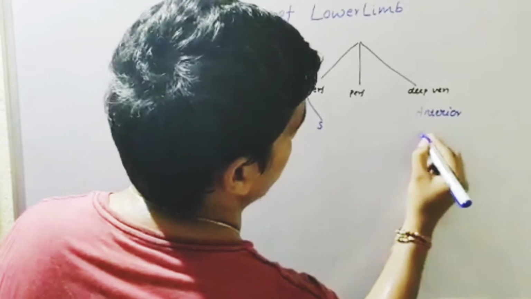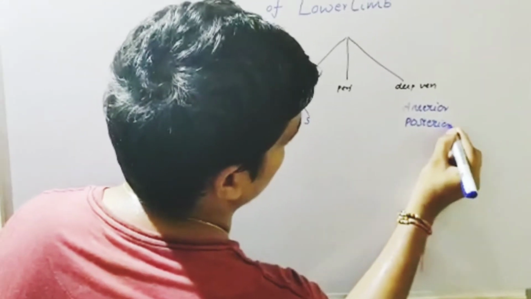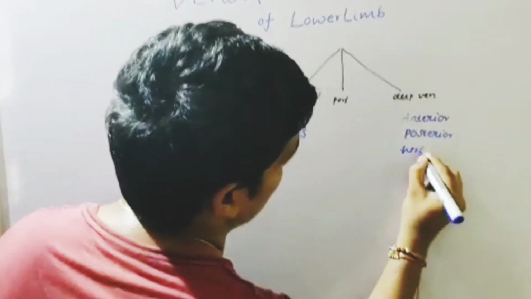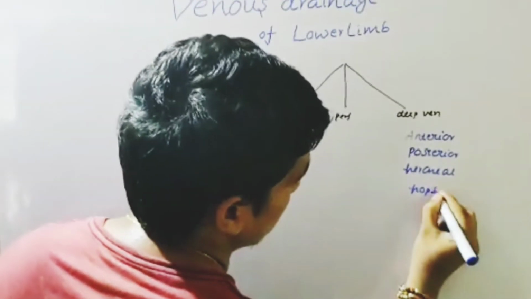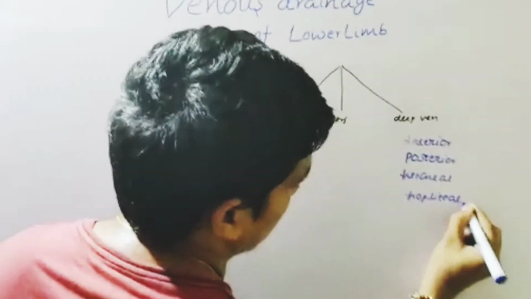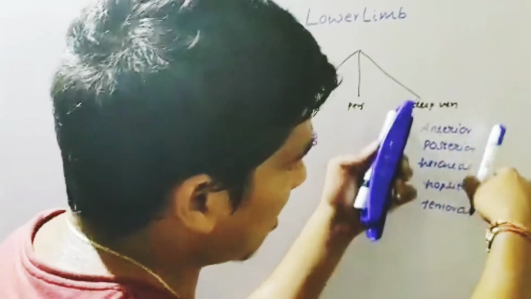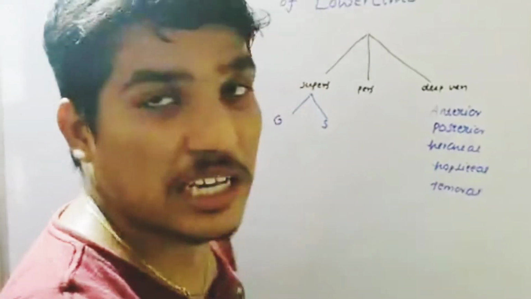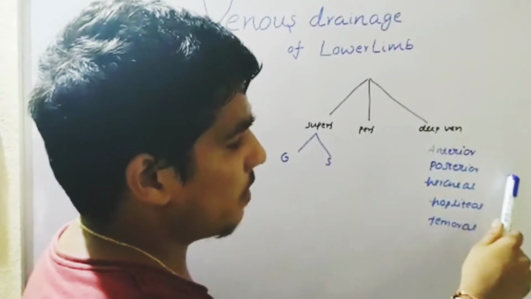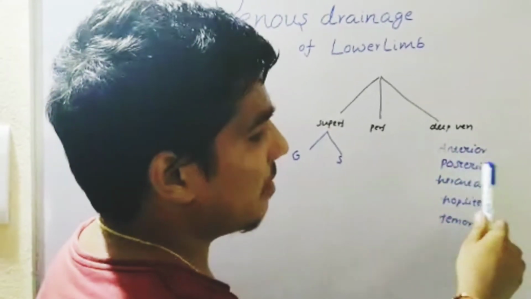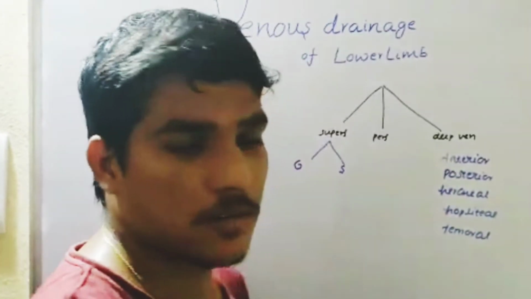anterior tibial artery, posterior tibial artery, peroneal artery, popliteal artery, femoral artery. Accompanying these arteries, there is a venous system known as the deep venous system. Anterior tibial vein, posterior tibial vein, peroneal vein, popliteal vein, and femoral vein.